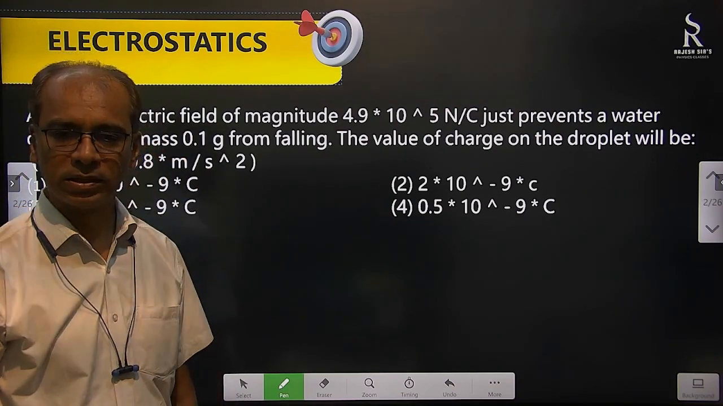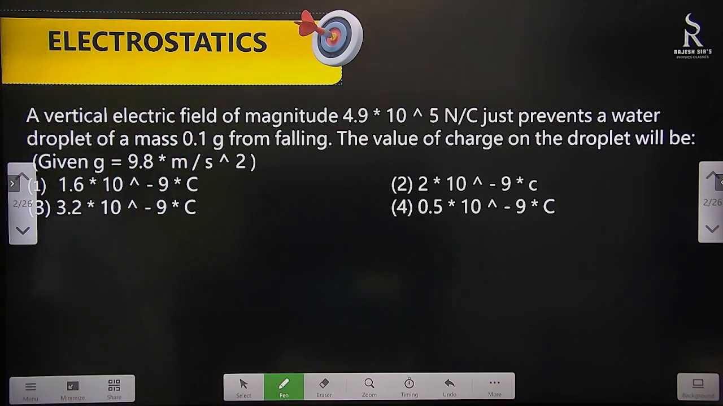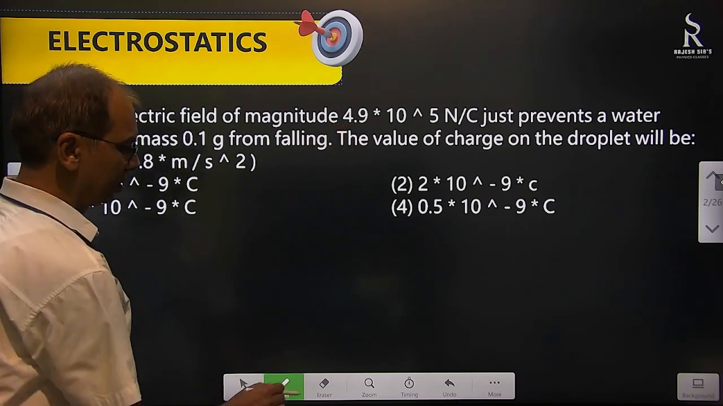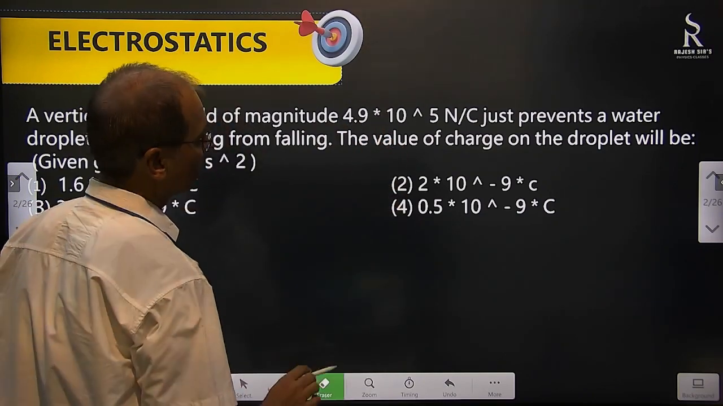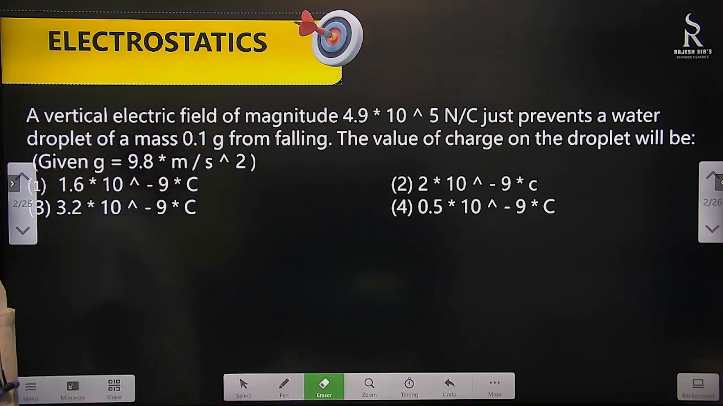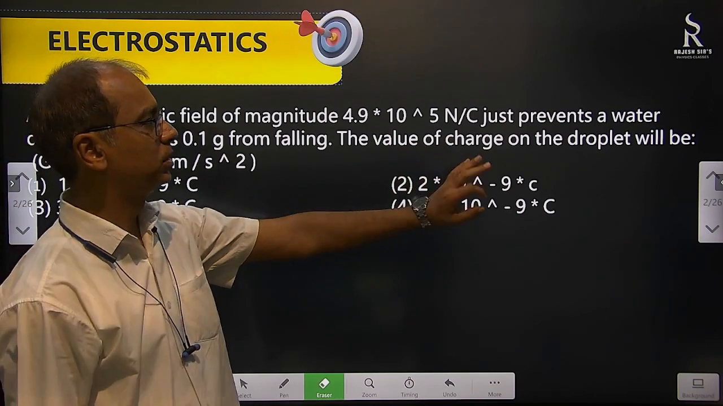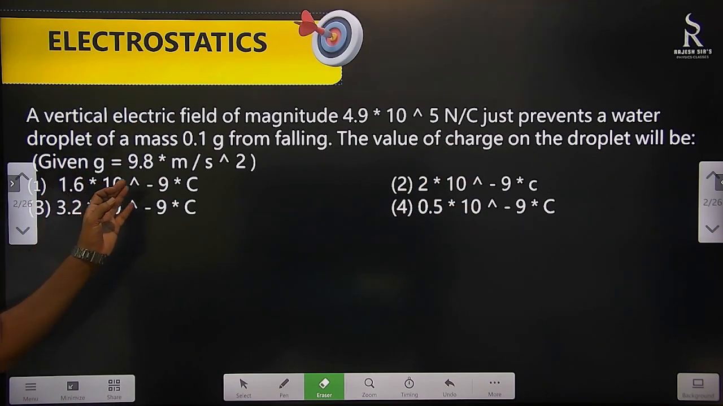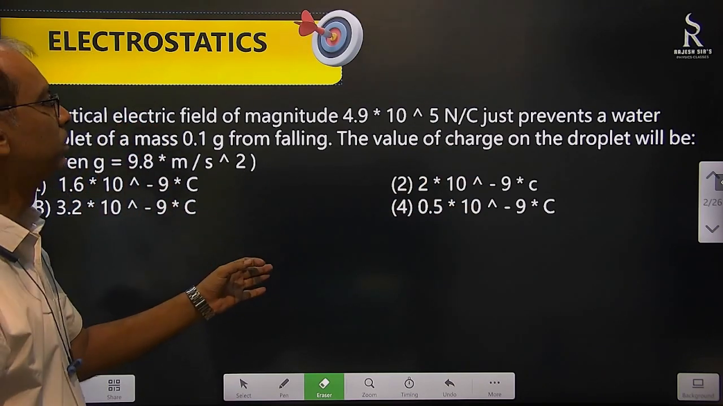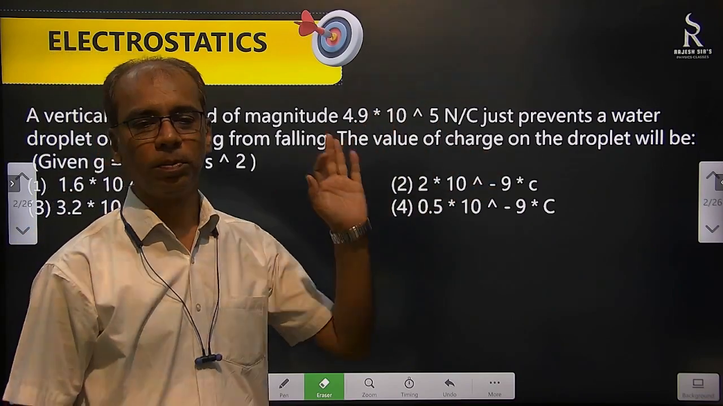Okay, let's start. So, question number 1 is: A vertical electric field of magnitude 4.9 into 10 to the power 5 Newton per Coulomb just prevents a water droplet of mass 0.1 gram from falling. The value of charge on the droplet will be.